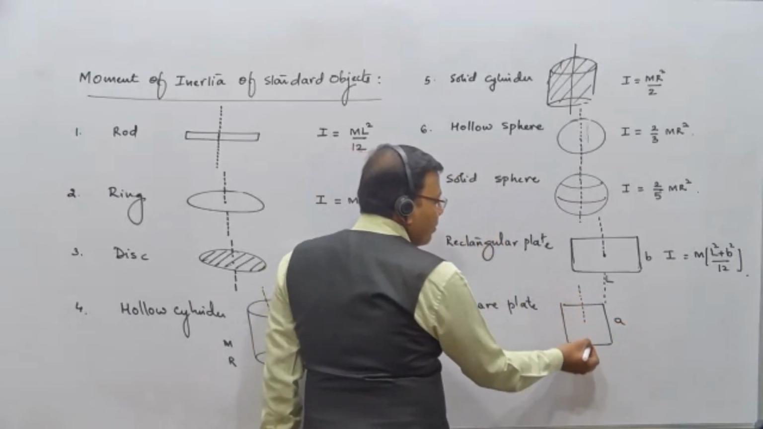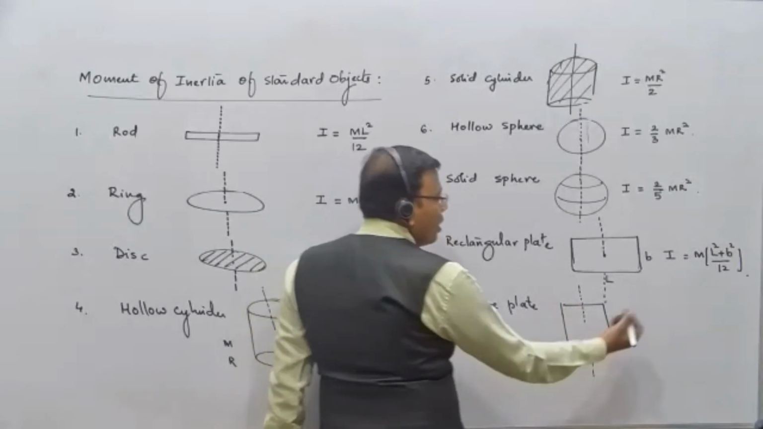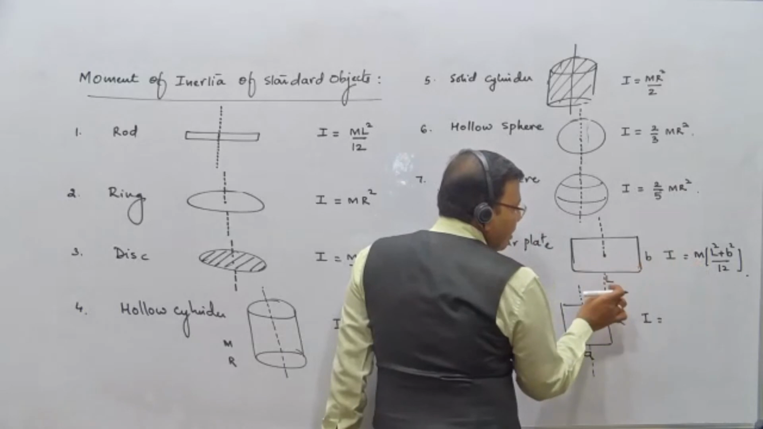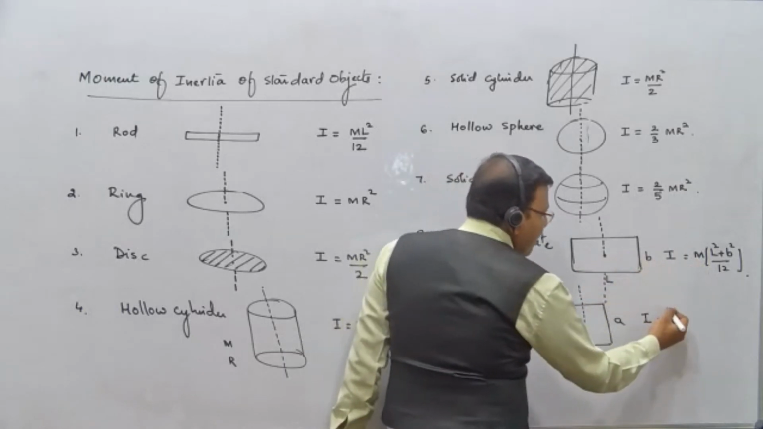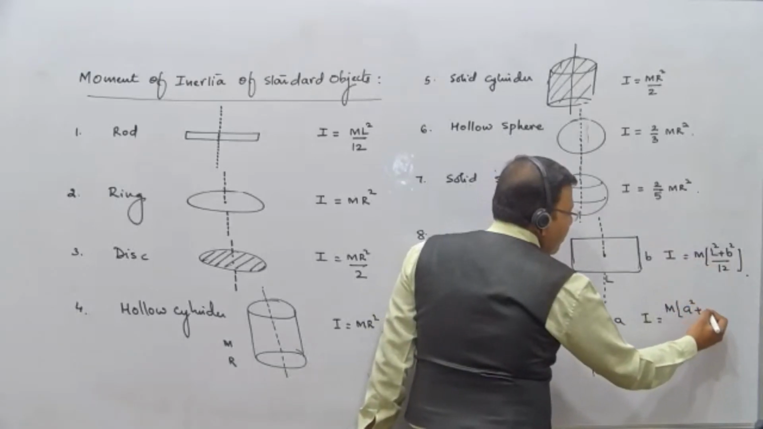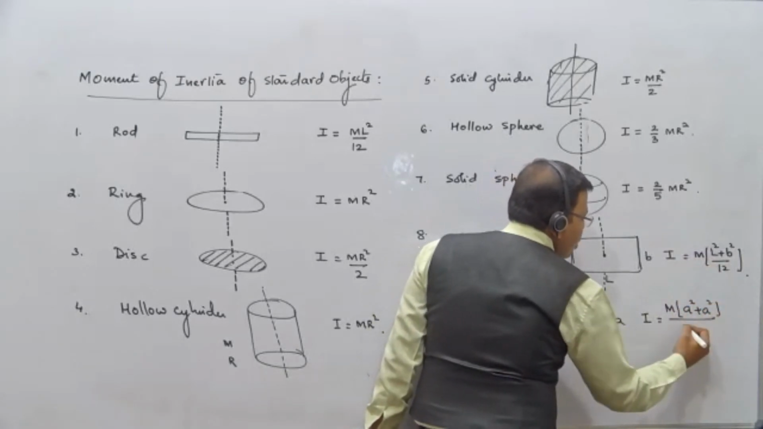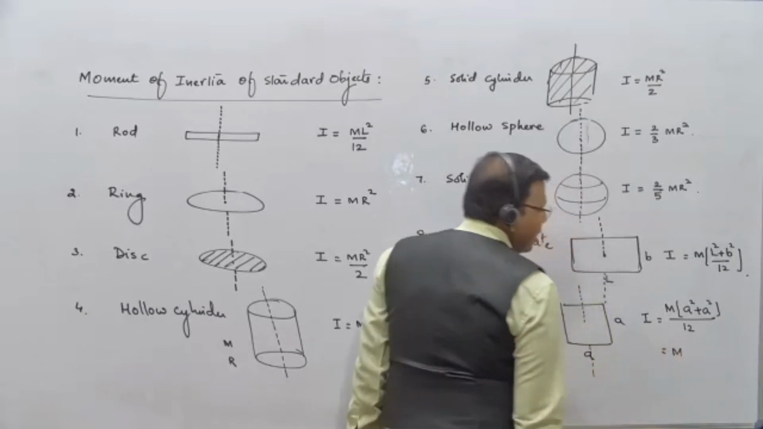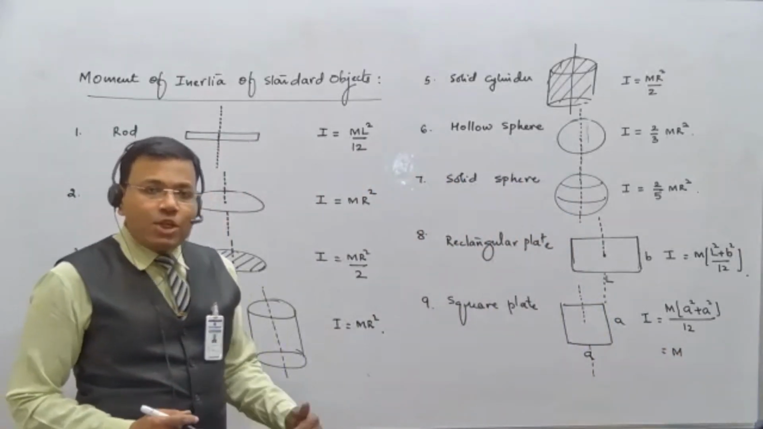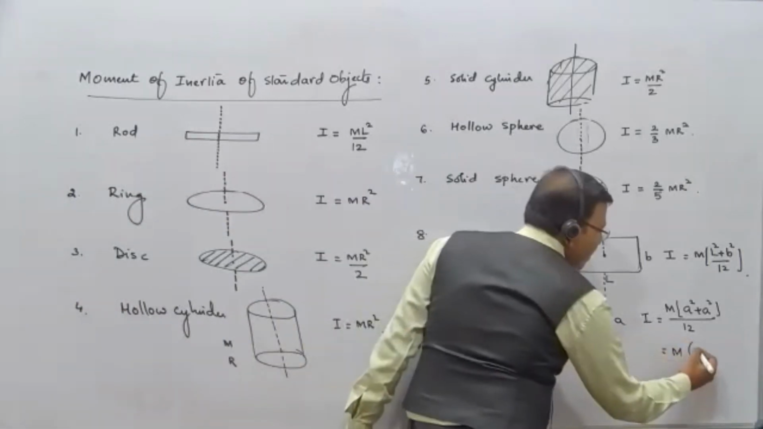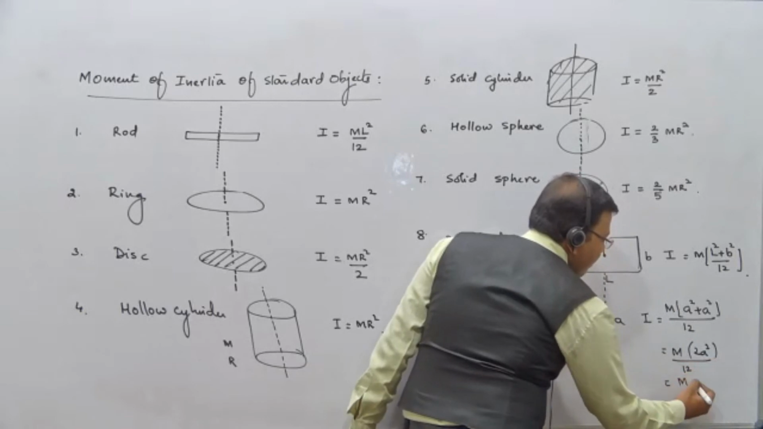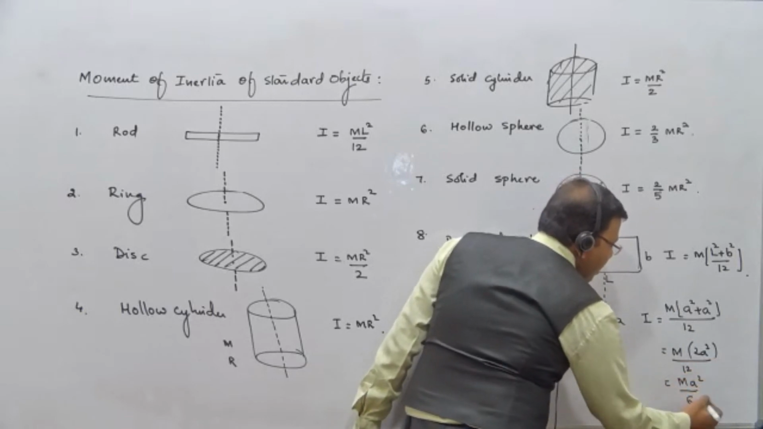So about this axis, if I want to calculate the moment of inertia, then this will be what? I is equal to, try to understand. Here, beta, for a rectangle the length is L and breadth is B, but here both sides are equal. So M into L is A square, breadth is also A square, by 12. Now you can see clearly A square plus A square, how much is it? That is 2A square by 12. So let us simplify it. 2A square by 12. So under this situation, it is MA square by 6.